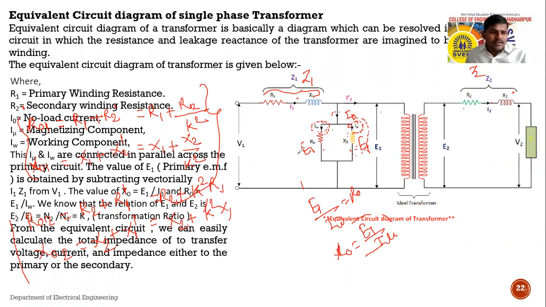From the equivalent circuit, we can easily calculate the total impedance, voltage and current, referred either to primary or secondary. Referred to primary or referred to secondary, we are able to calculate the equivalent resistance, equivalent impedance and equivalent reactance. Got it? Give me a reply immediately. Yes, sir.